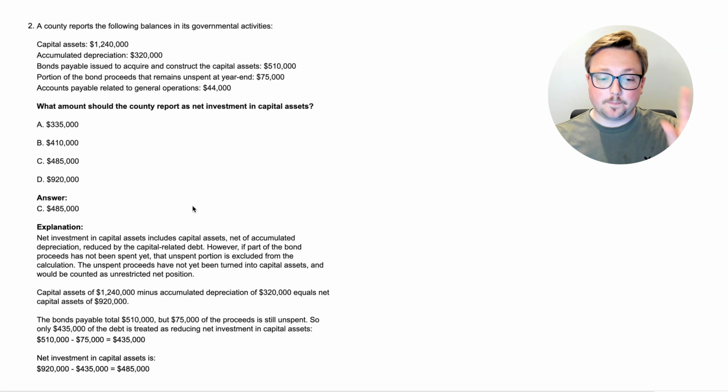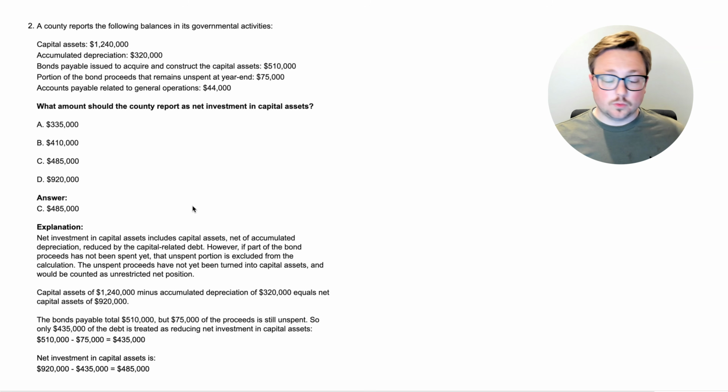So net position has these three different parts, and we're learning how to calculate the net investment in capital assets, which is one part of it. Capital assets was $1,240,000, and we subtract the accumulated depreciation of $320,000, and that equals net capital assets of $920,000.